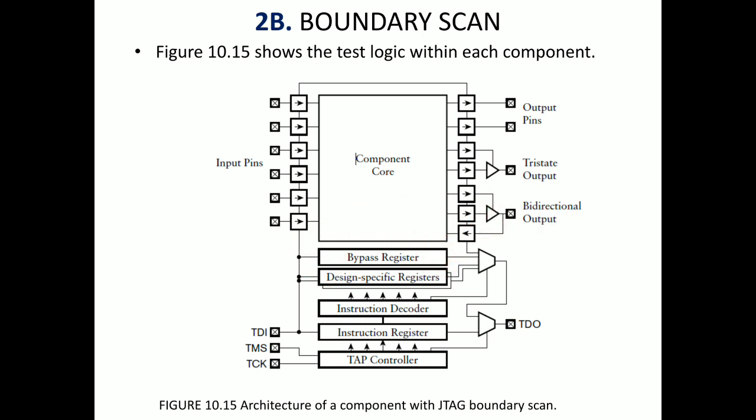There is an instruction decoder, instruction registers, and a TAP controller. You can see TMS is connected to the TAP controller, and the clock is also connected to the TAP controller. TDI, test data input, and test data output are functioning with respect to the instruction registers. This is the architecture of the component with respect to JTAG boundary scan.